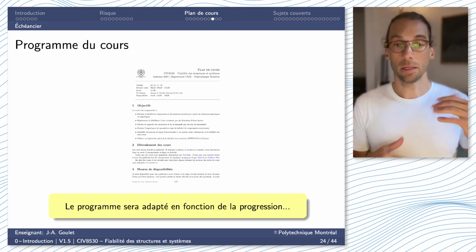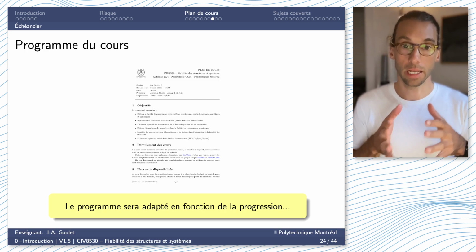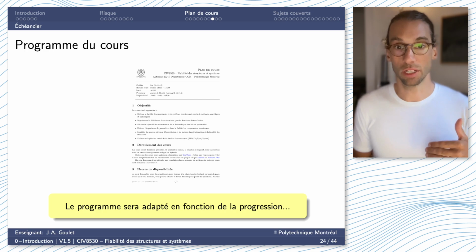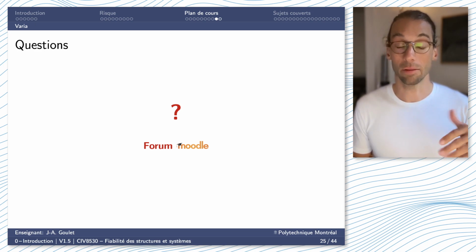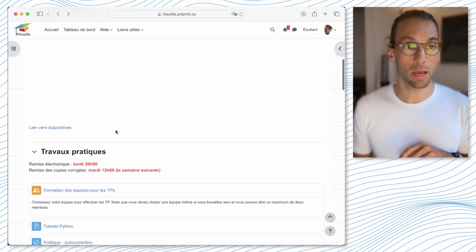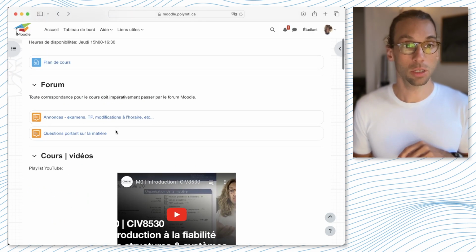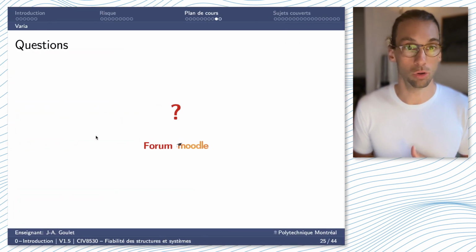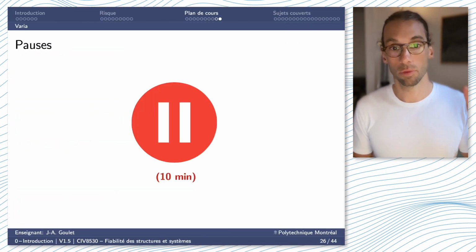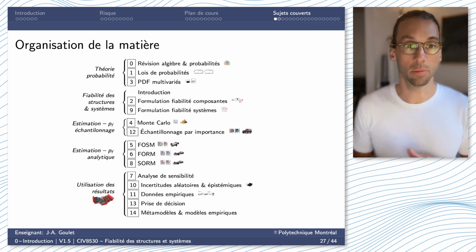And depending on the progression, for those attending the class in person, we might adapt the progression of the class depending on the amount of questions or interaction we have in class. For those that have questions outside the course or office hours, use the Moodle forum. You can see we have 2 Moodle forums here, either for administrative matters or for questions related to the material of the course. So use one of these 2 forums to ask your questions. For those in person, we're going to take some breaks. This is not applicable for online.